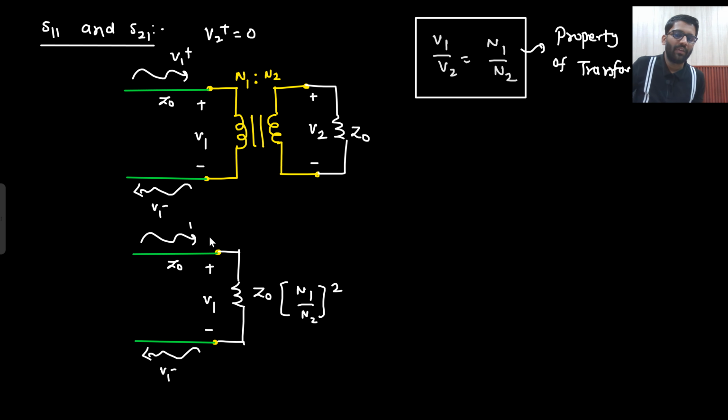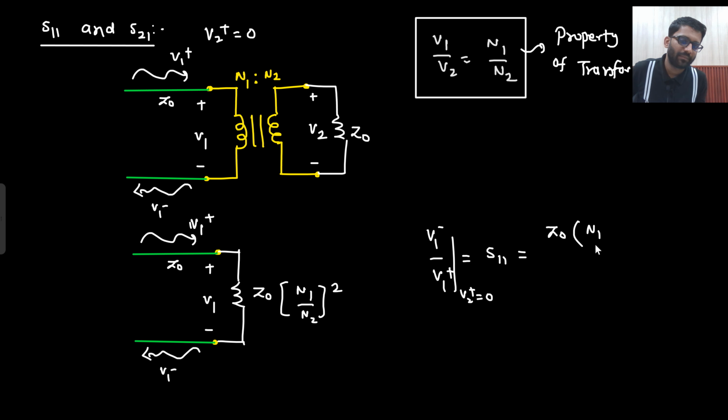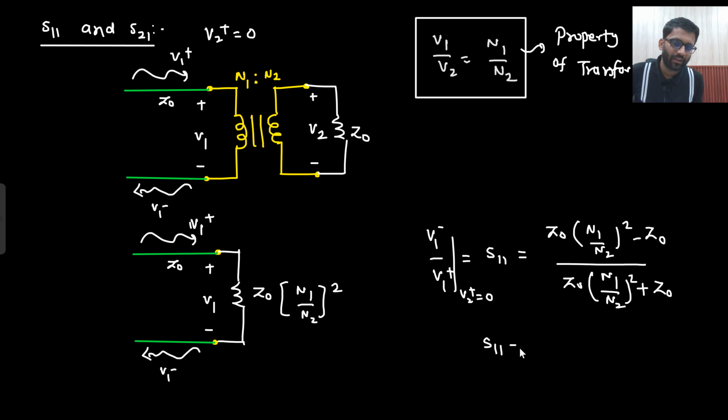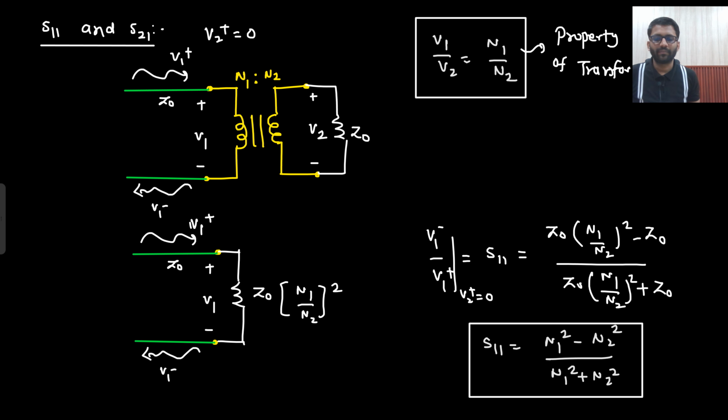So if you need to find V1 minus, this was your V1 plus. So if you need to find V1 minus divided by V1 plus, that is equals to your S11 only. But this condition is coming when I have kept V2 plus is equals to 0. So that will be equals to S11 only. What that would be equals to? ZL minus Z0 upon ZL plus Z0. So if you solve it up, what you are getting? We are getting N1 square minus N2 square divided by N1 square plus N2 square. No need to mug it up. Okay. In the examination, you will be able to solve it very quickly.